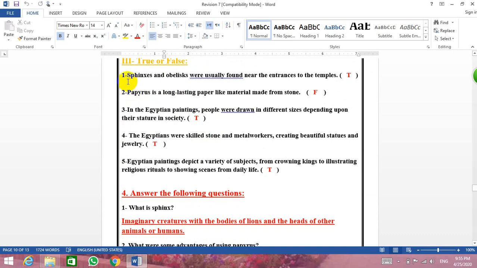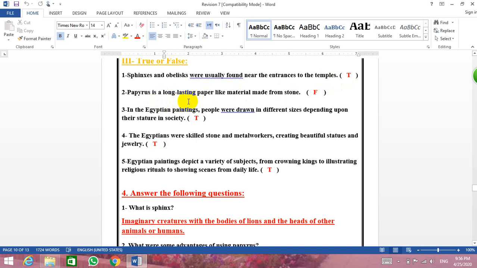Number 1. Sphinxes and obelisks were usually found near the entrance to the temple. Yes, that one is true.